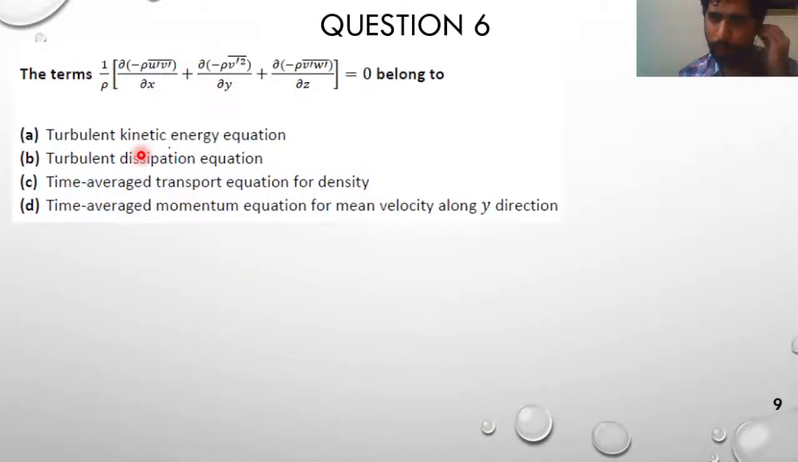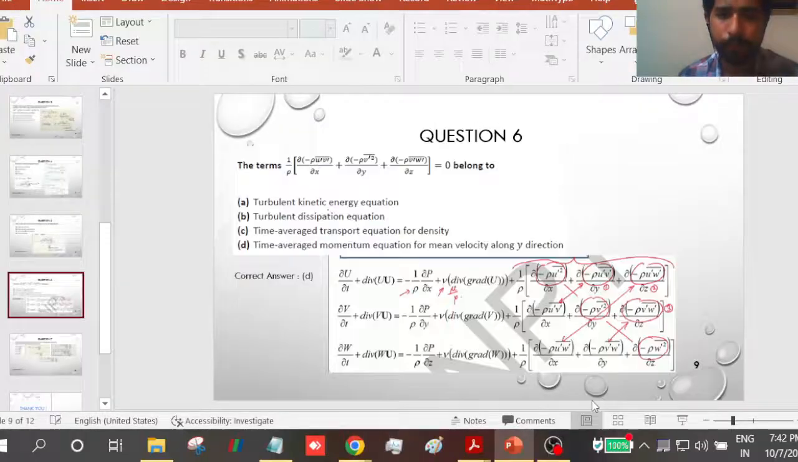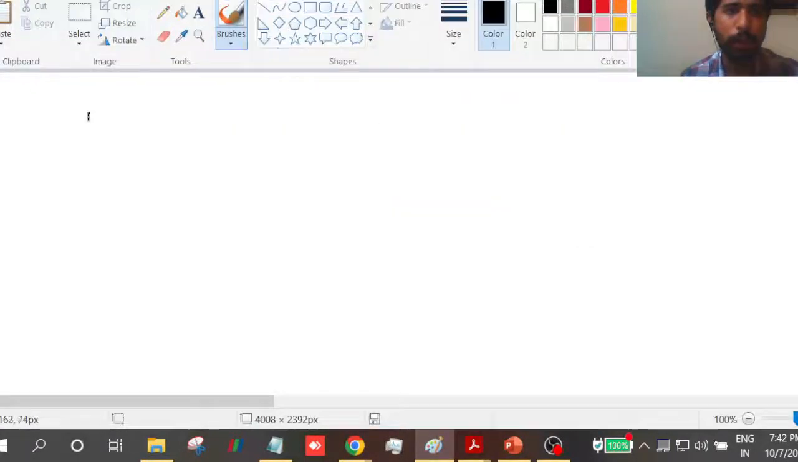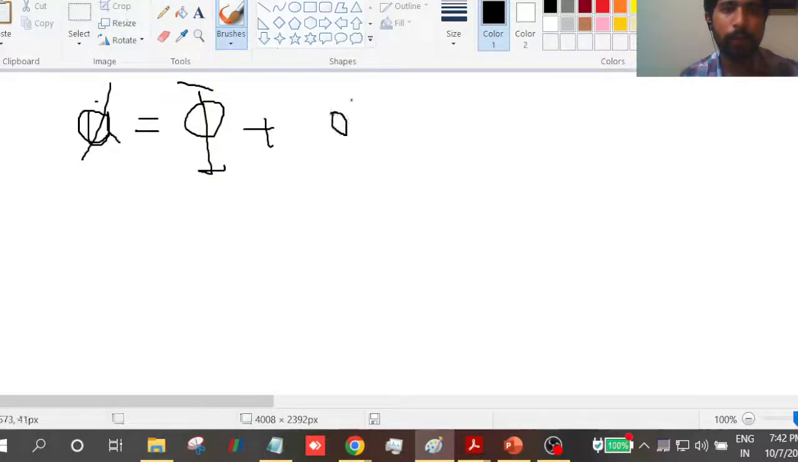If you see question number 6, these terms belong to which of the following equations? As I told, we decompose the flow into the mean component and the fluctuating component. In general, we write phi is equal to some mean component phi plus phi dash. This we substitute in the Navier-Stokes equation.